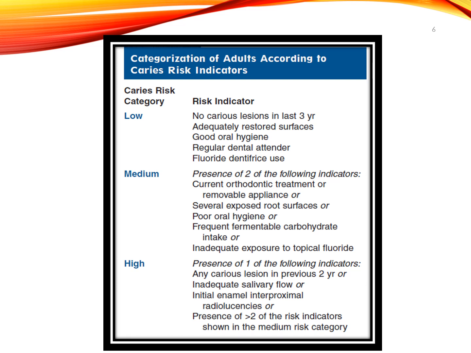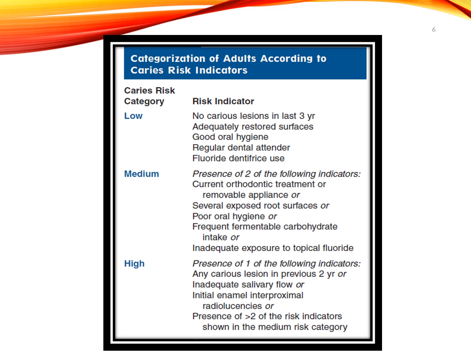Now based on this, the patients can be categorized into low risk, medium risk, and high risk. So in case of low risk, you are going to see if there is no carious lesion in the last 3 years, or if there are adequately restored surfaces, and if there is good oral hygiene, and if there is a regular dental checkup and adequate amount of fluoride use, then the patient is said to be in the low risk category. In case of medium, if there are any two of the indicators, then the patient is in the medium risk category, which includes any ongoing orthodontic treatment, or if there is an exposed root surface, poor oral hygiene, or if there is frequent intake of fermentable carbohydrate, or if there is inadequate exposure to fluoride. So these patients are said to be at greater risk, medium risk, of developing dental caries.